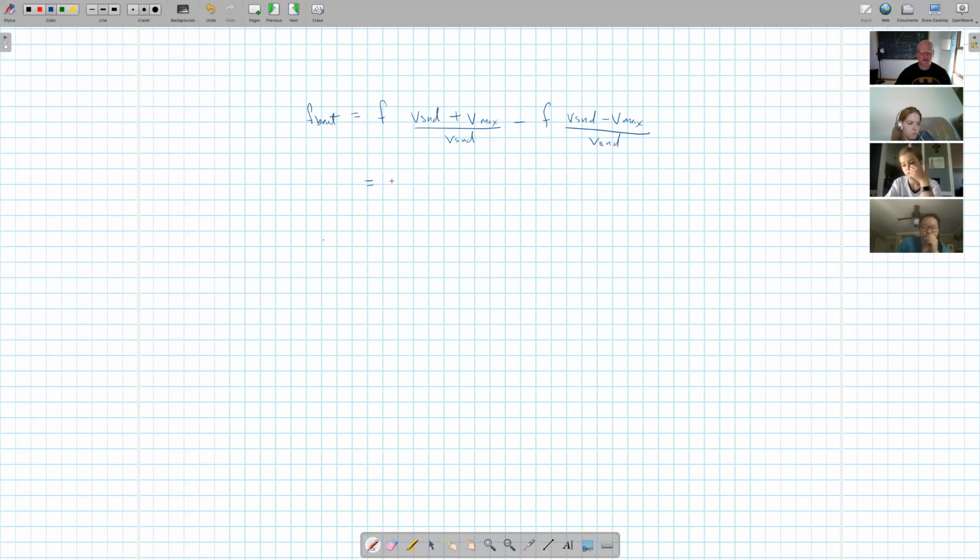So this is going to be the same thing as F divided by the speed of sound times the speed of sound plus V max, minus the speed of sound minus V max. Right? Because I have to distribute that negative sign in here, which makes that guy a positive. So again, the speed of sounds are going to cancel. So this is going to be simply twice the frequency times V max, all divided by the speed of sound.